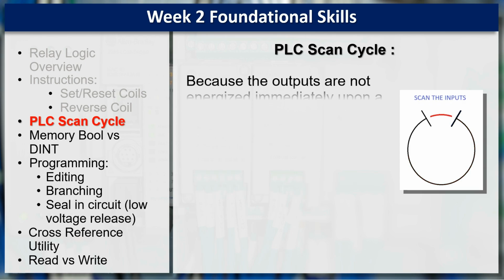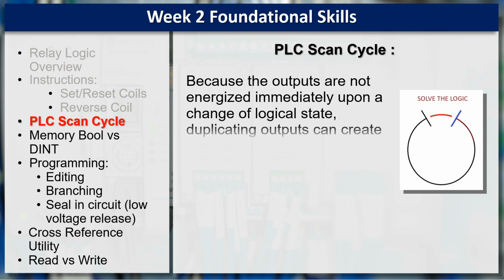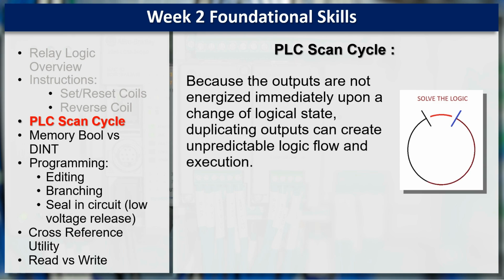Because the outputs are not energized immediately upon a change of logical state, duplicating outputs can create unpredictable logic flow and execution. The rule of thumb is last order wins.